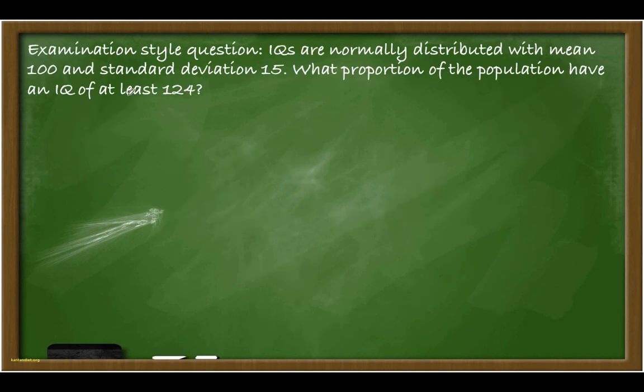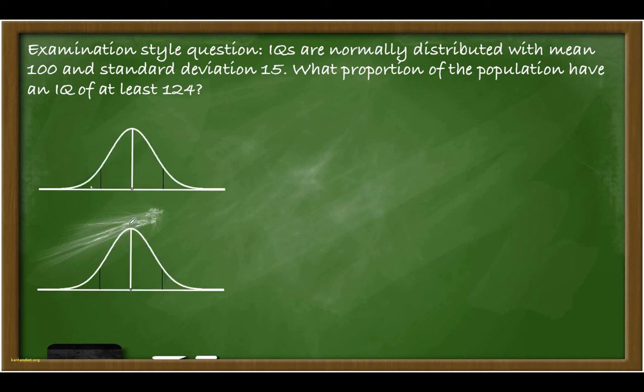So we have an examination style question here, in which the question says IQs are normally distributed with mean 100 and standard deviation 15. What proportion of the population have an IQ of at least 124? So if you visualize this situation, we have a normal distribution with mean 100 and standard deviation 15. And we need to find out what proportion or what percentage is greater than 124. What proportion of students have IQ level greater than 124?